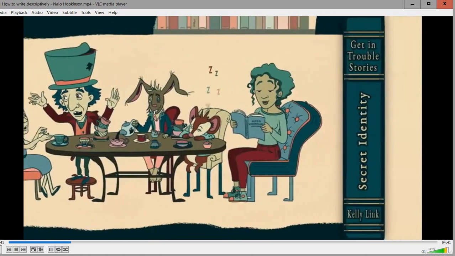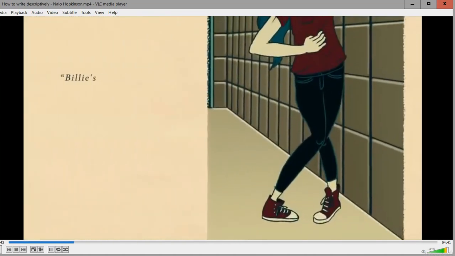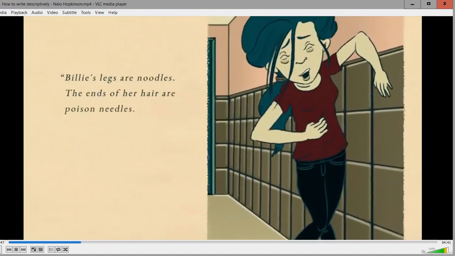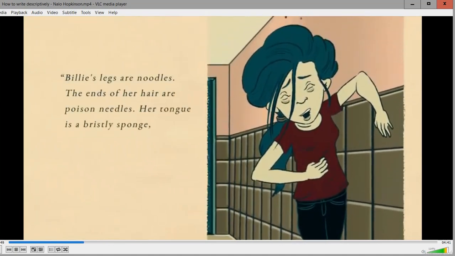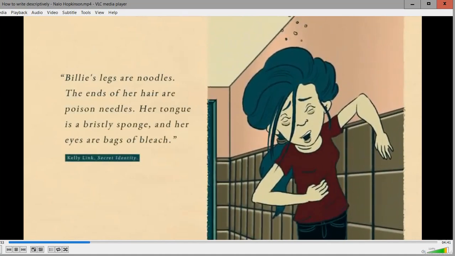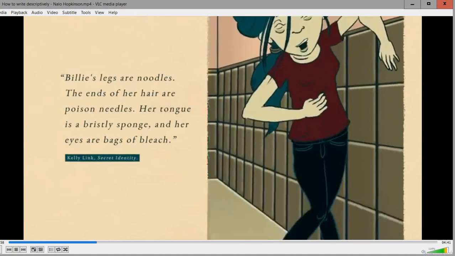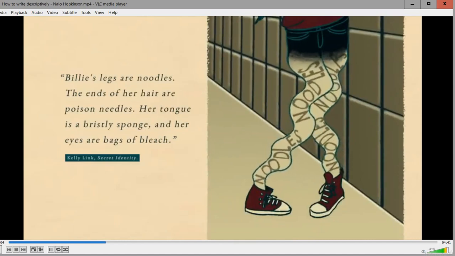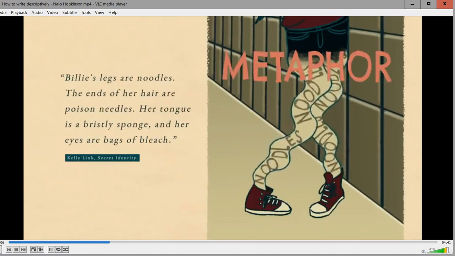Perhaps. Billy's legs are noodles. The ends of her hair are poison needles. Her tongue is a bristly sponge, and her eyes are bags of bleach. Did that description almost make you feel as queasy as Billy? We grasp that Billy's legs aren't actually noodles. To Billy, they feel as limp as cooked noodles. It's an implied comparison, a metaphor.